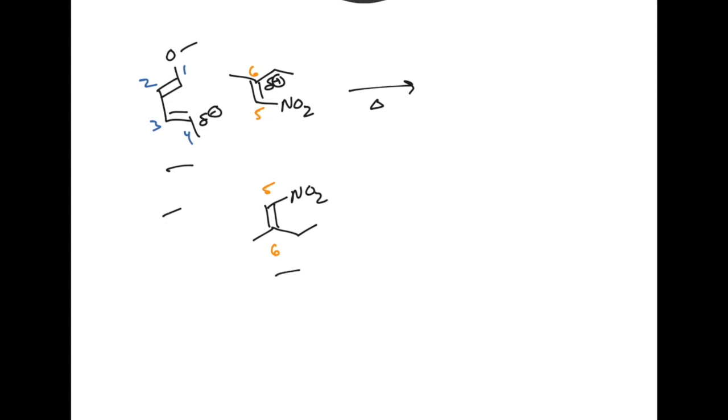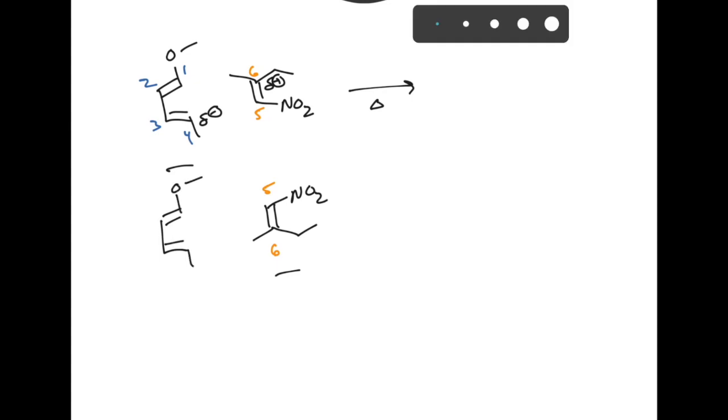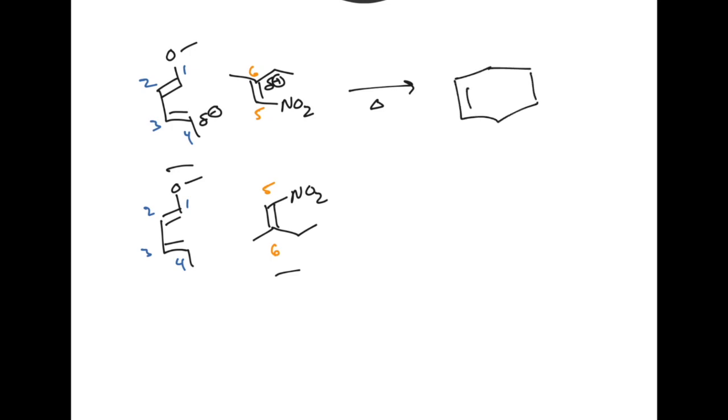So I'm going to redraw the diene. So it would react like this. So now the negatively charged carbon 4 is going to bond to the positively charged carbon 6. So this means that when you draw your product, 1, 2, 3, 4, 4 bonds to 6, 5 bonds to 1. And then you fill in your groups.